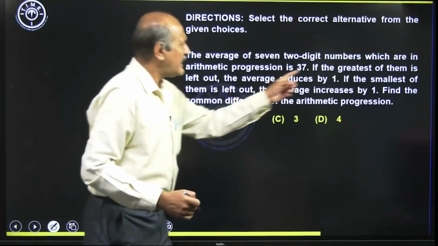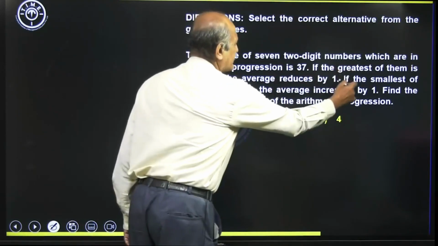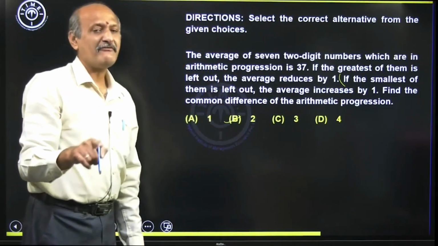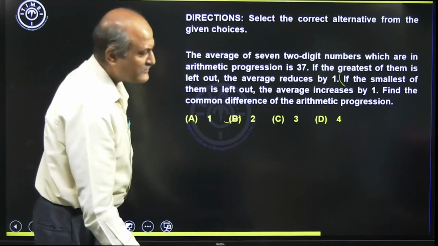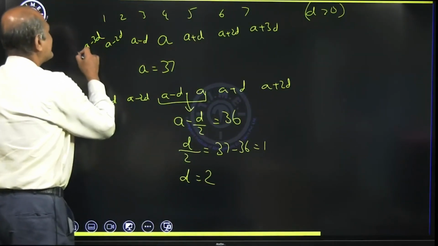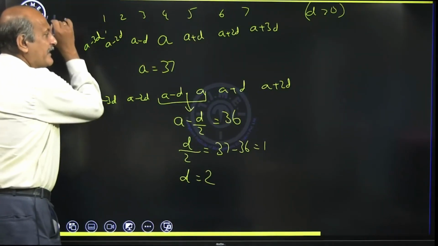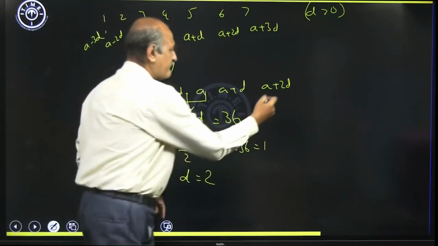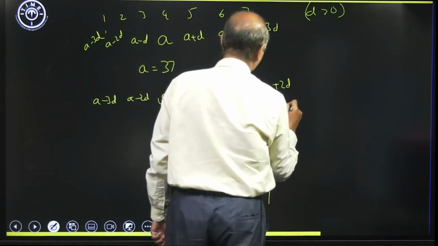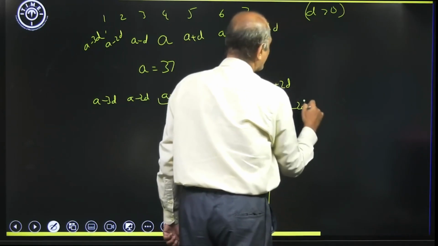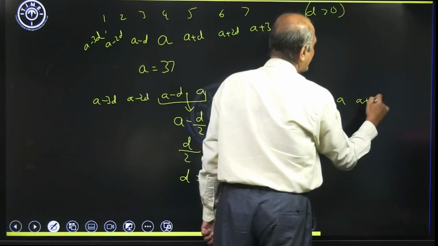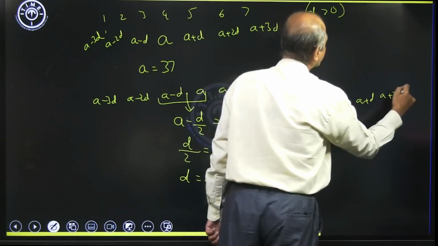Now observe, let us use this information also. What is it telling? If the smallest of them is left out, the average increases by 1. Now which among these is the smallest? It is a minus 3d. If I leave this one out, I will have 6 terms present. Let me write it somewhere here. What are the 6 terms? I'm going to get it like this: a minus 2d, a minus d, a, a plus d, a plus 2d, and a plus 3d.